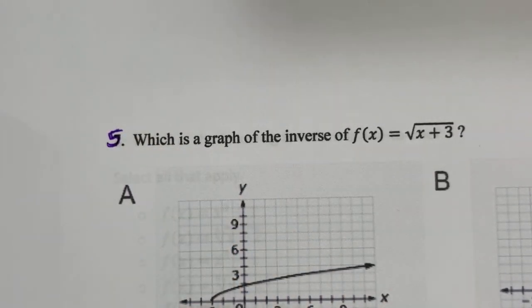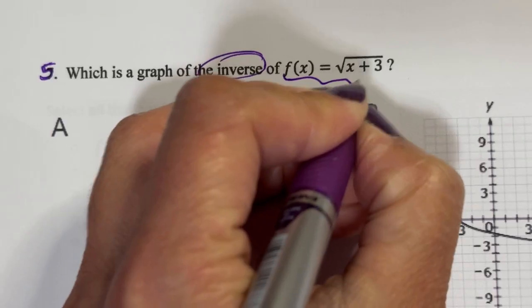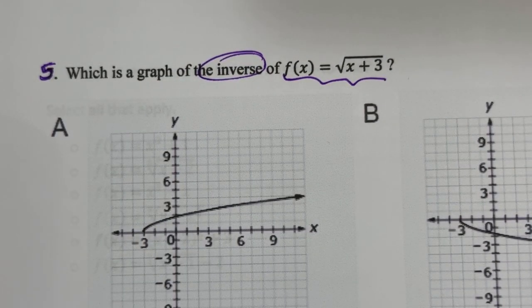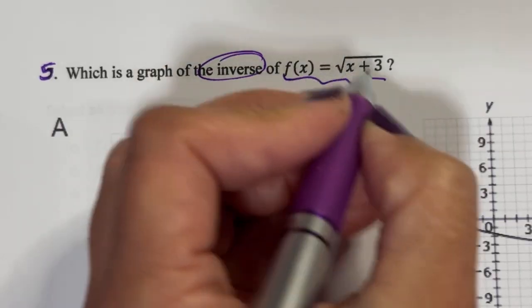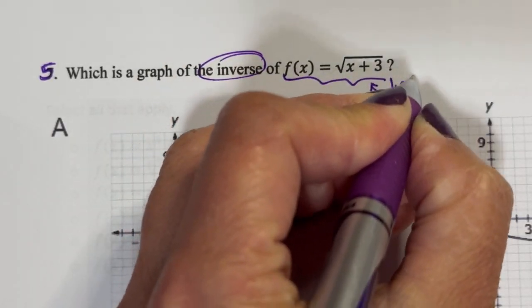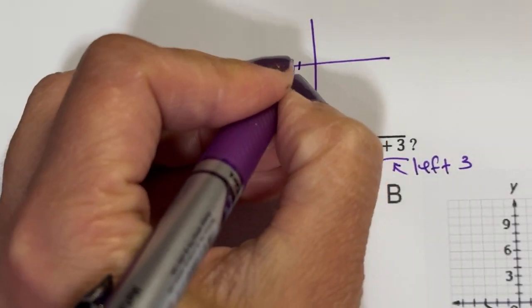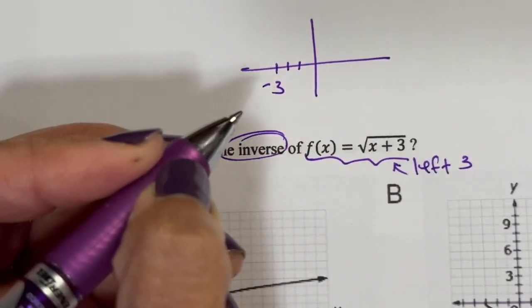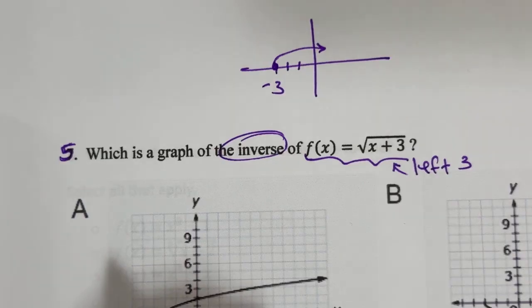Number 5, it says, which graph is the inverse of f of x equals the square root of x plus 3? All right, we're looking for the inverse of this, okay? So there's a couple different ways we could go. We can Freaky Friday it and figure out its equation and graph it, or we can realize this is a square root function, and it has been shifted to the left 3 units. So from the left of the origin, because all parent functions start at the origin, that means since it's a square root and it's a positive square root, this is the top half of the sideways parabola. So it's going to look like that.